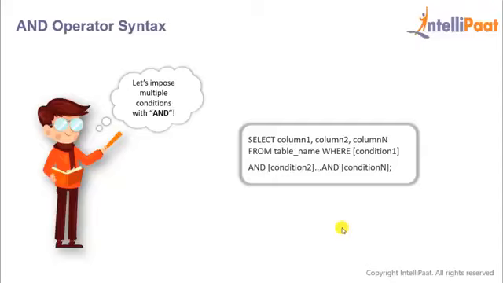Now let's have a look at the syntax. So here, after we give the first condition of the where clause, we follow it up with the AND operator and give the second condition. And similarly, if we have another condition to be satisfied, we'll again give the AND operator and then give the next condition. So let's fetch some records using the AND operator.